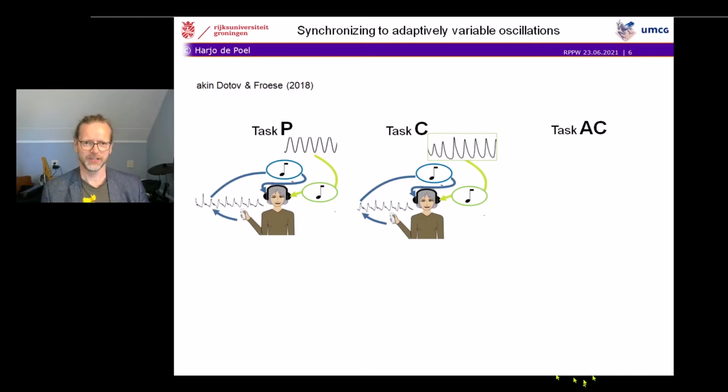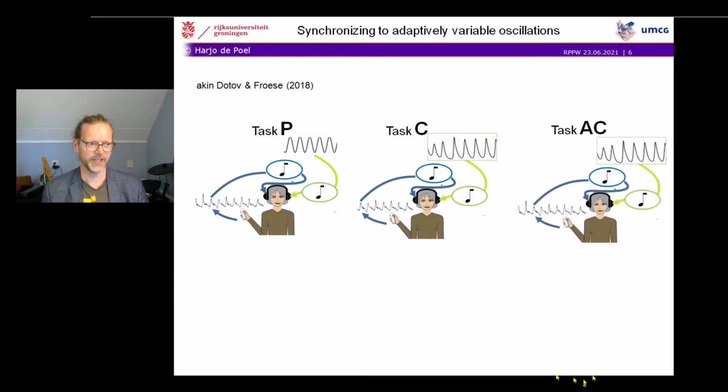And then they have task AC, which is adaptive chaotic. What happens there is just the same as the previous task, but we programmed it so that the movements were actually affecting the input, the sound stimulus. So actually, if you perform this task right, you could make the structure of your input simpler, less unpredictable, because it was influenced by your own movements.